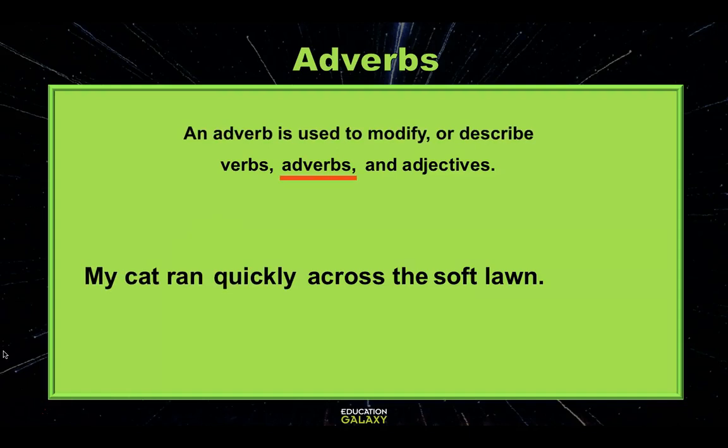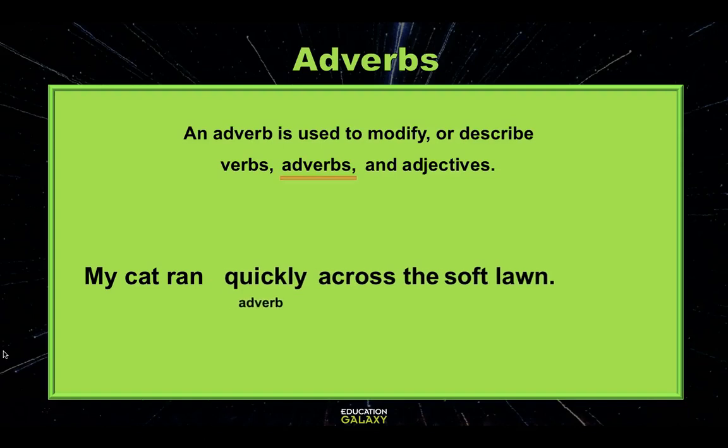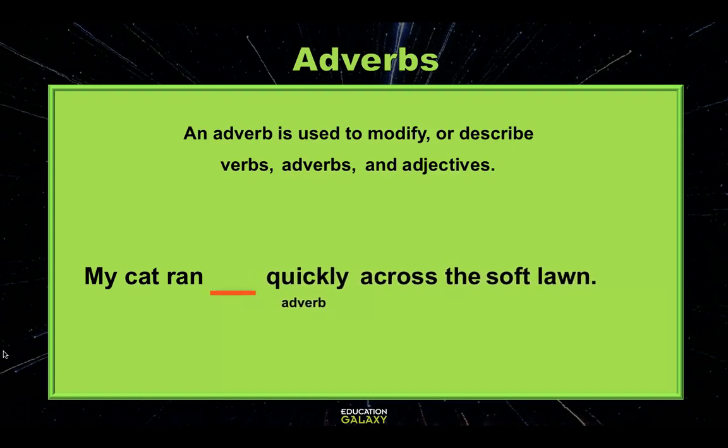Okay, the next word we're going to look for is an adverb. We already said that quickly was an adverb. Now we need a word to describe the word quickly, and that word is also going to be an adverb. How quickly did the cat run across the soft lawn? Maybe very quickly. So very is an adverb that describes another adverb.